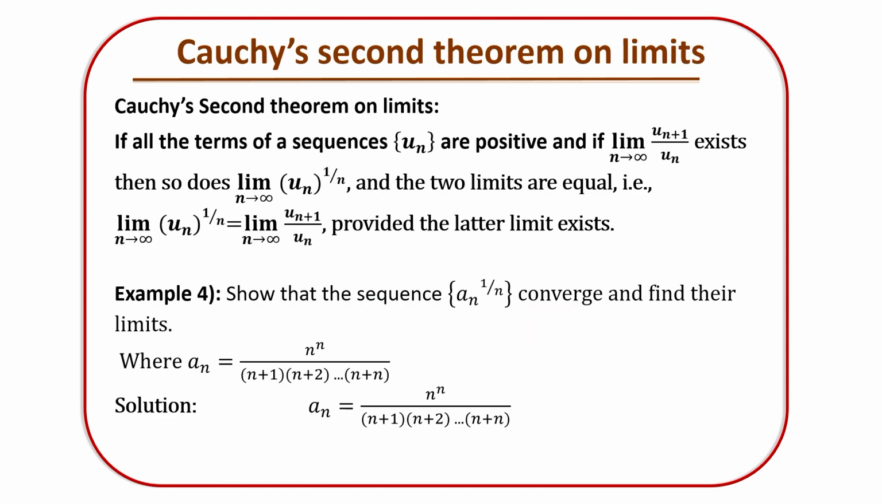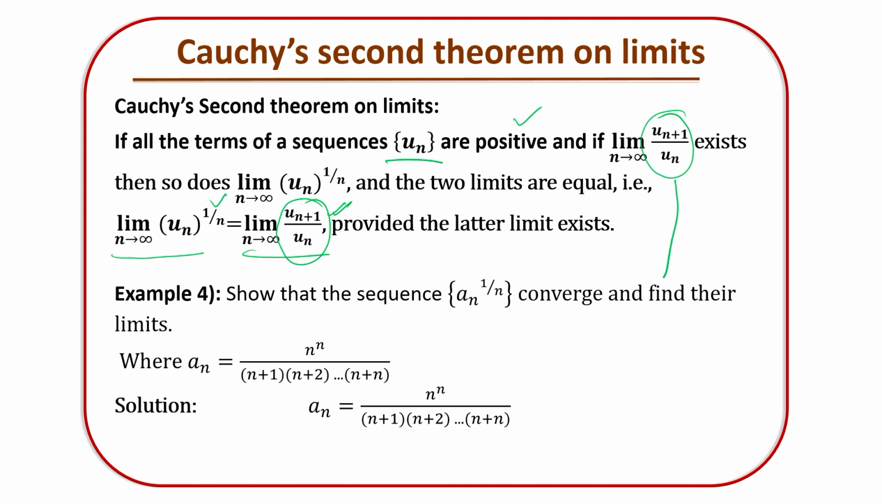So here similarly, Cauchy second theorem on limits, the statement says that if all the terms of the sequence u_n are positive, and if the limit of the ratio of the term and the preceding term, u_(n+1) divided by u_n, exists, then so does the limit of u_n^(1/n), and the two limits are equal. That means the limit of u_n^(1/n) is nothing but equal to the limit as n tends to infinity of u_(n+1) divided by u_n, provided the latter limit exists.